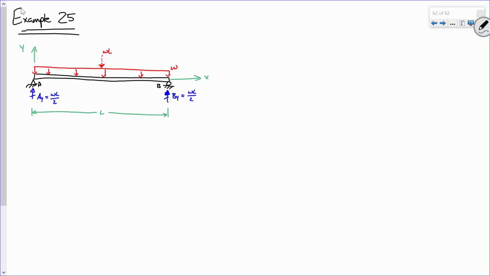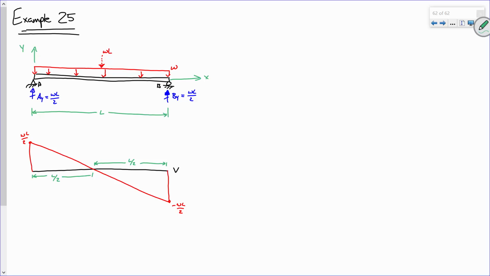Would you agree that the shear diagram is probably going to look something like this? It's going to go up, it's going to go down, and it's going to go up, something about like that, right? So this is L over 2, this is L over 2, this is WL over 2, that is minus WL over 2, and this is shear.